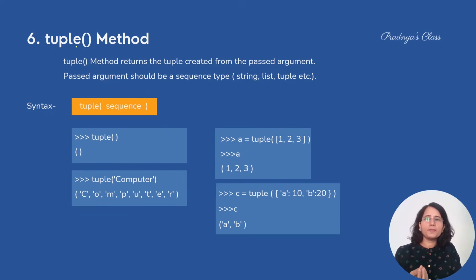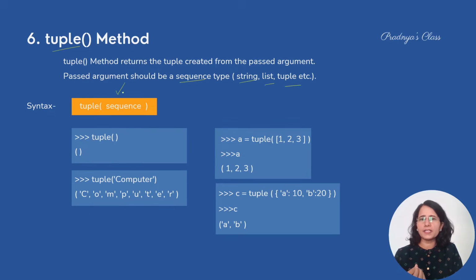The next important method is tuple method. We already discussed this when we are creating the tuple from other sequence. It is one of the methods to create the tuple. It will create the tuple from the sequence. It can be string, list or tuple.